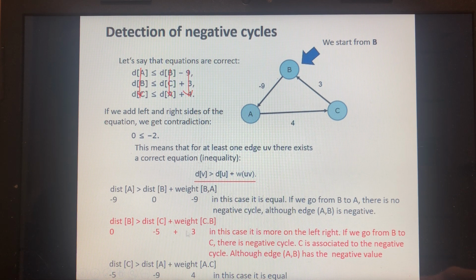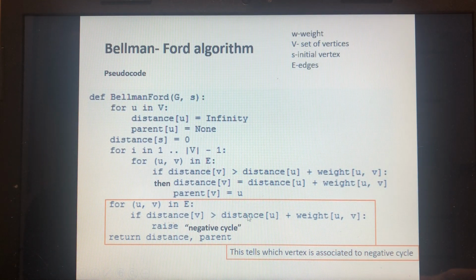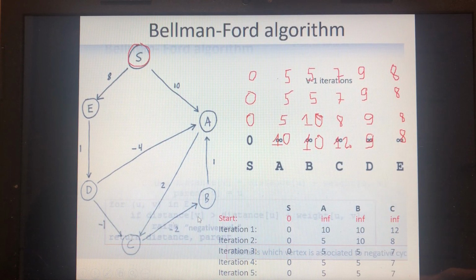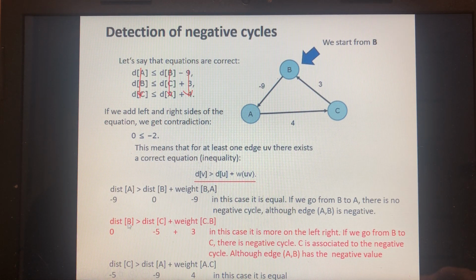Here, this means that we have a negative cycle associated with C. If we go back to this, we see that the negative cycle is associated with parent. So parent V would be U. In this case V here is B, so parent of B would be C.